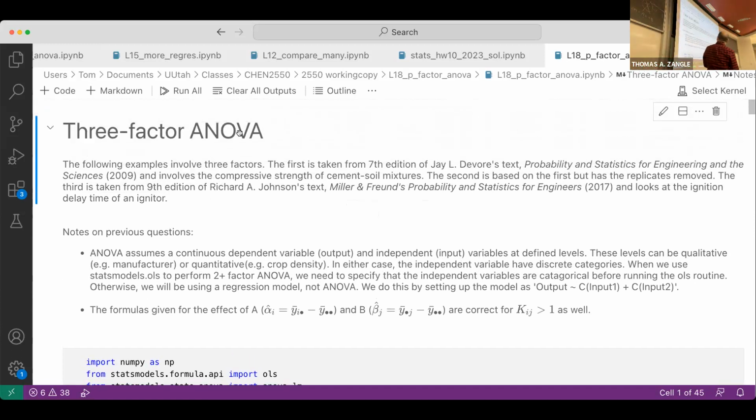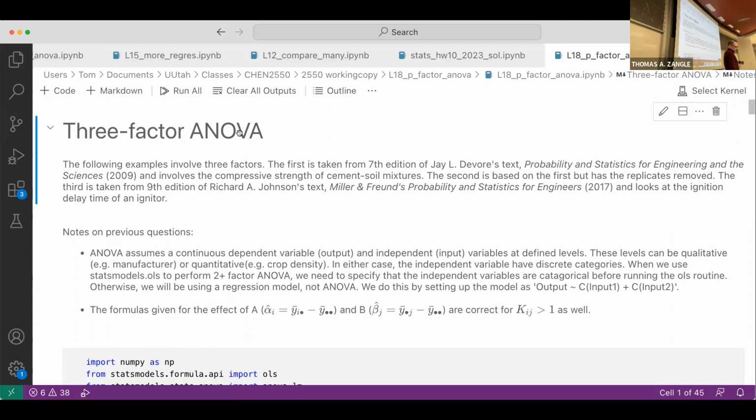Okay, so as I said, we're going to start with 3-factor ANOVA, and then we'll move on to confidence intervals and hypothesis testing regarding variances. So two relatively short topics crammed into this one class period. We're going to start with 3-factor ANOVA.